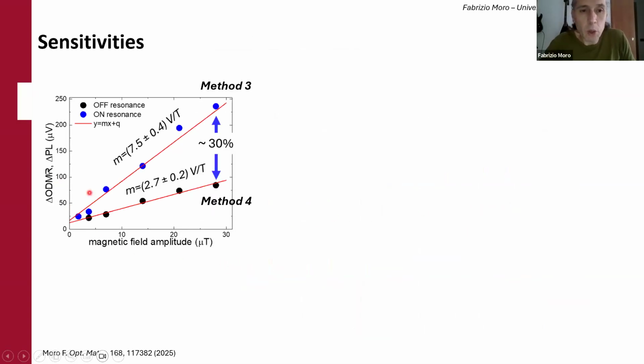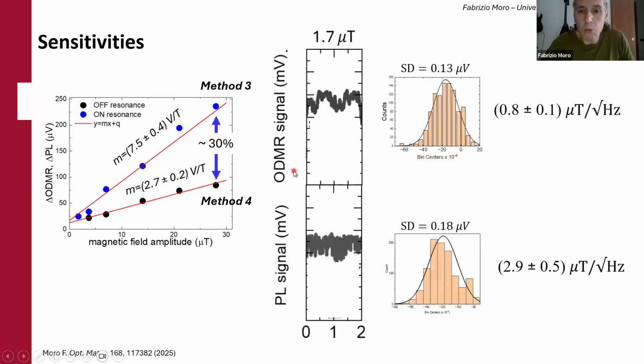And then we can plot the response of the signal on resonance and off resonance as a function of the magnetic field amplitude, and found out that we can achieve a larger response for the on-resonance with respect to the off-resonance signal at the largest magnetic field amplitude. And then we also obtained the sensitivity of these two methods by statistical analysis of the noise level, where we achieve microtesla sensitivity in both cases, which is completely compatible with the sensitivity usually reported with ODMR spectroscopy with NV centers.